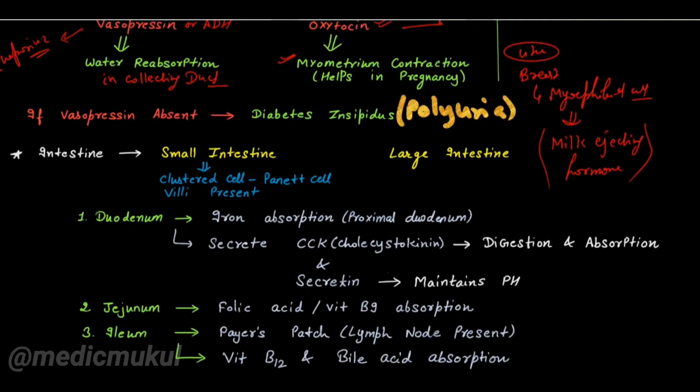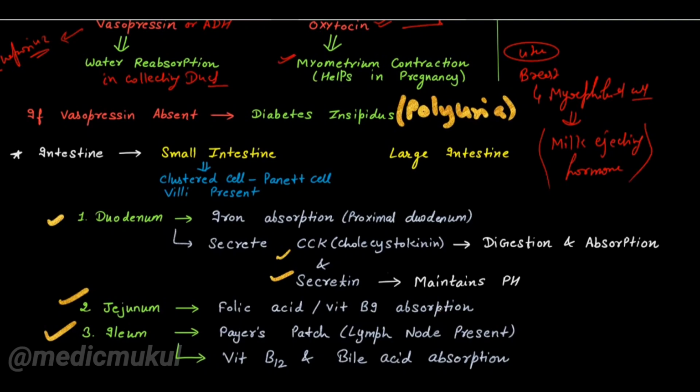Then the small intestine has three parts: duodenum, jejunum, and ileum. Remember that iron absorption occurs in the proximal duodenum. The duodenum also secretes two hormones, cholecystokinin and secretin.